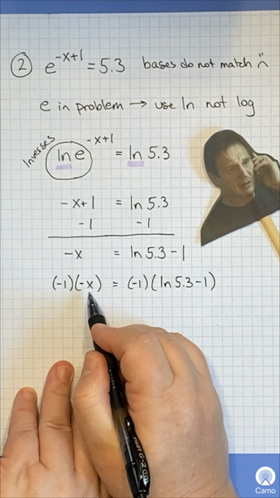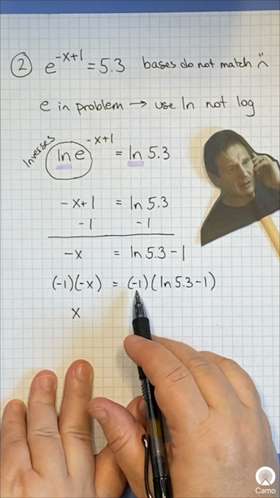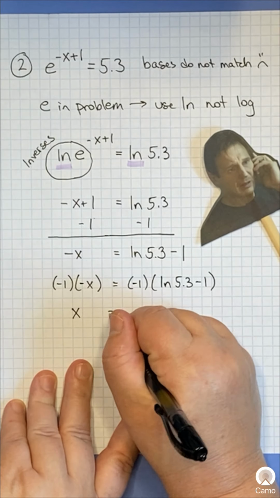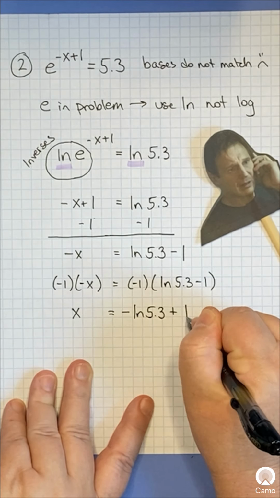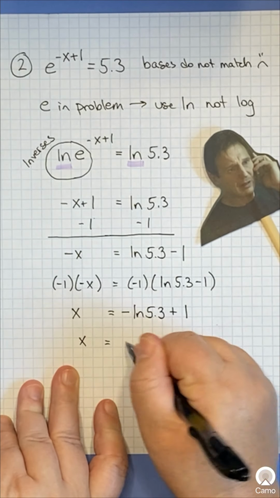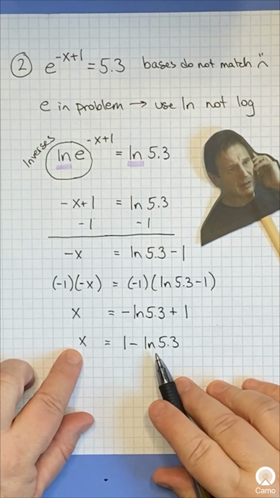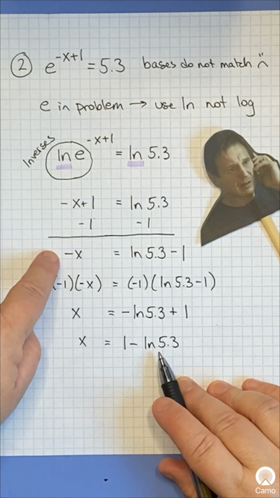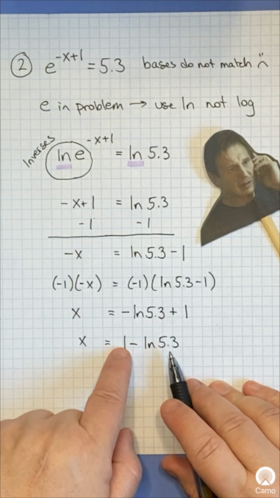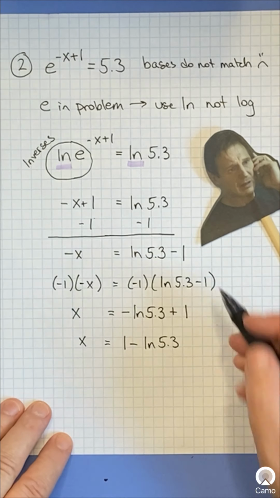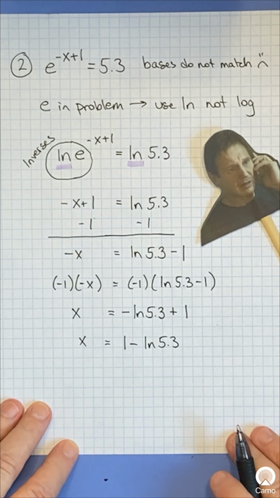So -1 times the opposite of X is X. And I'm allowed to do this, right? I'm multiplying both sides by a negative. And then over here, I get the opposite of natural log 5.3 plus 1. So let me show you what the results are. If I take the opposite of natural log of 5.3 minus 1, I get 1 minus natural log of 5.3. So if you know how to go from here to here, awesome. If you don't, then multiply everything by -1.